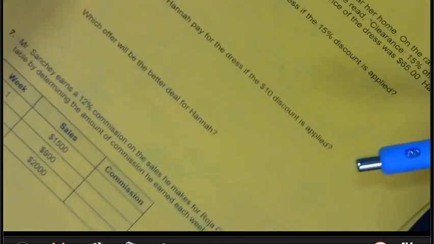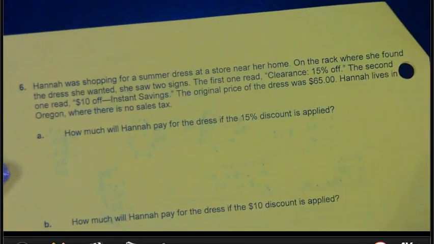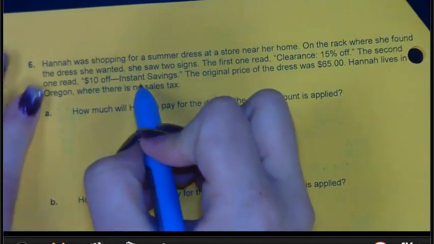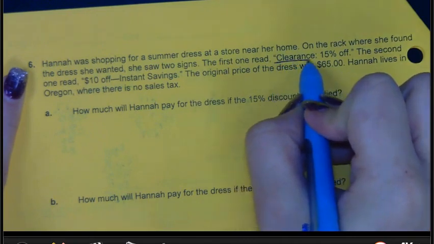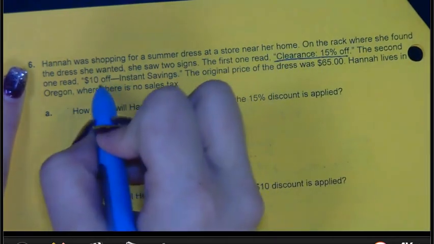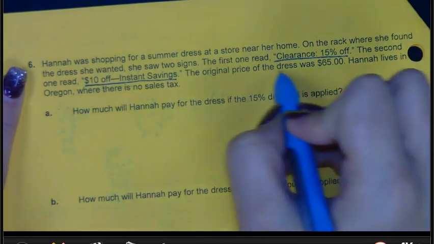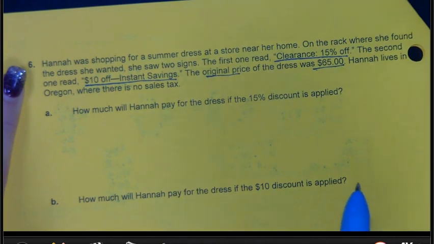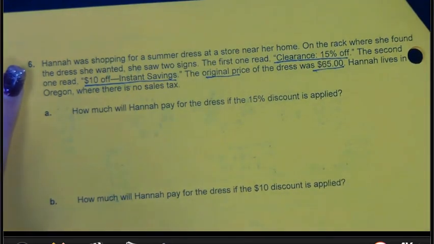All right. Number 6. Hannah was shopping for a summer dress at a store near her home. On the rack, she found the dress she wanted. She saw 2 signs. The first one read clearance 15% off. The second one read $10 off instant savings. The original price of the dress was $65. Hannah lives in Oregon where there's no sales tax, which is false. There is, but for this case, let's go for it.